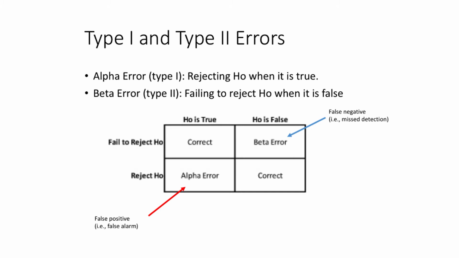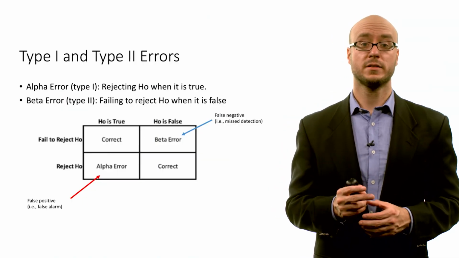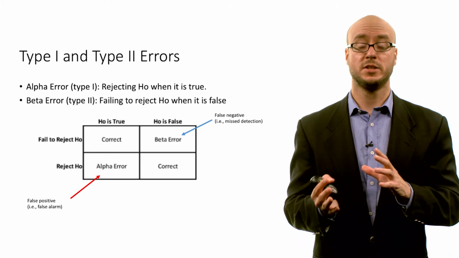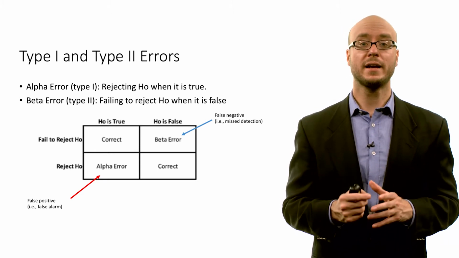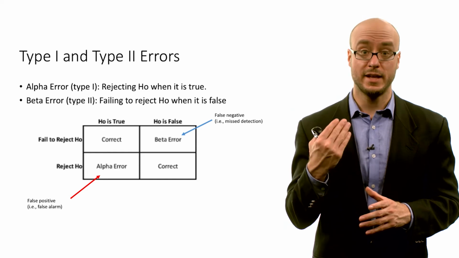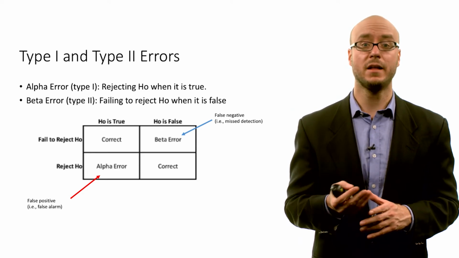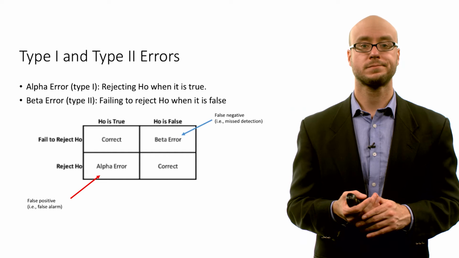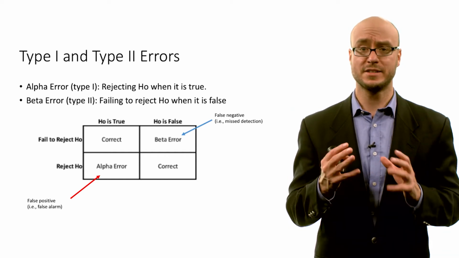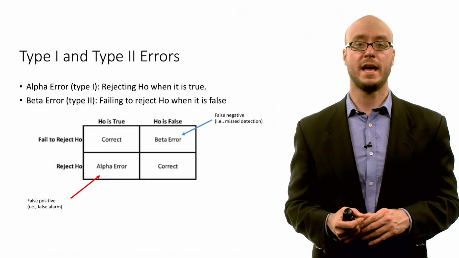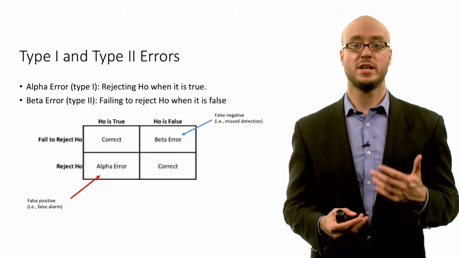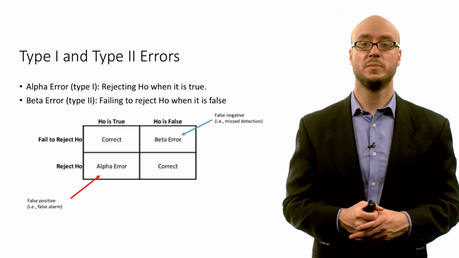We call that a type 2 error or sometimes a beta error. Now you can see here that we can either make a correct decision or an incorrect decision. The two correct decisions would be if in reality the null is true, and we fail to reject the null. That's a correct decision. Or it's possible the null is false in reality, and our decision is that we reject the null. In that case, we also make a correct decision.